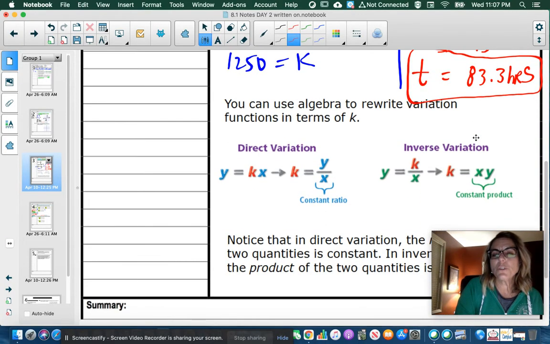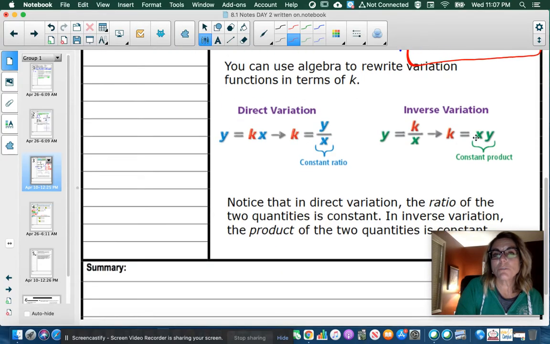You can use algebra to rewrite variation functions in terms of k. So that's what we're going to talk about next. We know a direct variation is y equals k times x. If I say solve for k, we divide both sides by x, and this is what we get. If it's an inverse variation, that's y equals k over x. To solve for k, we multiply both sides by x, and we get k equals x times y.